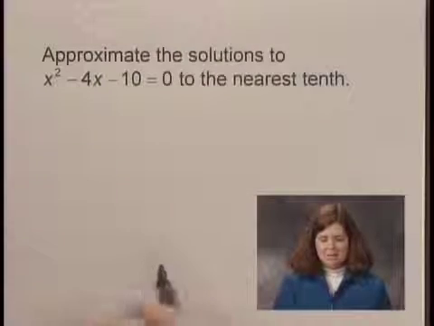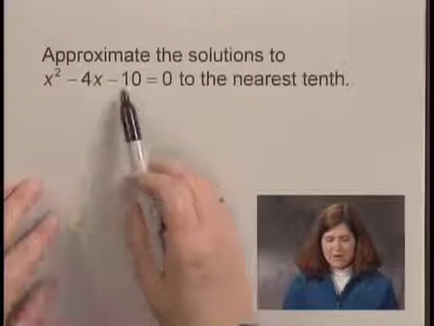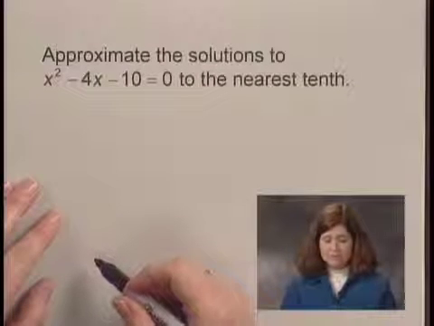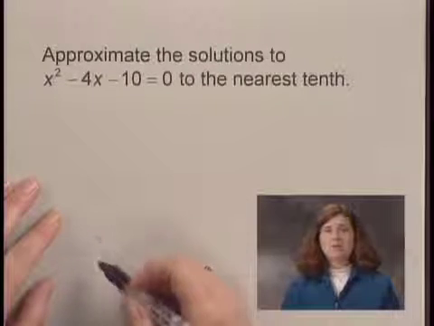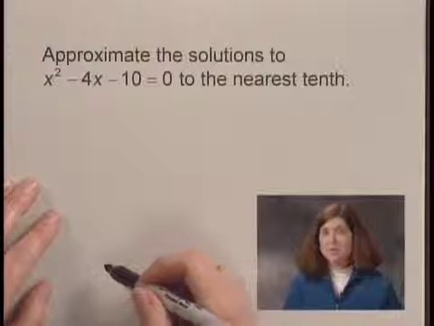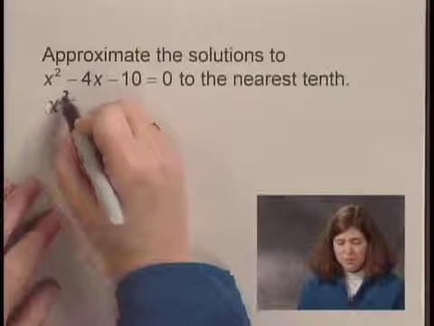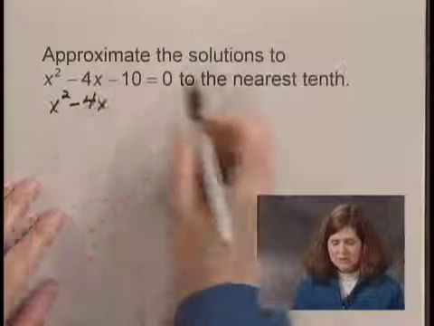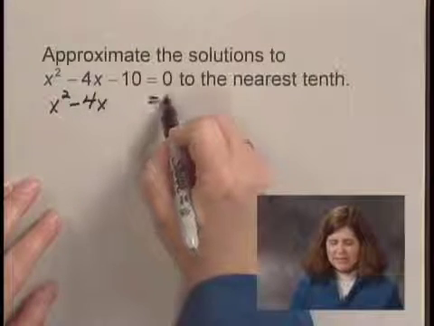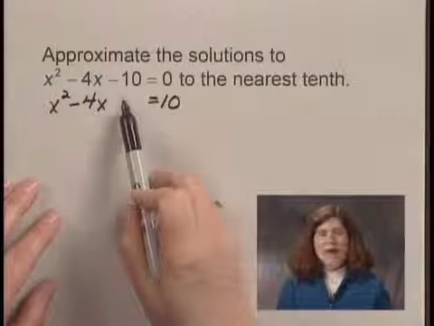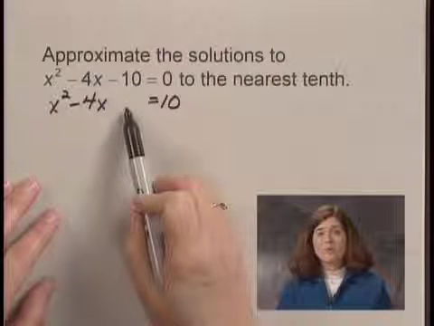In this problem, we'll approximate solutions of a quadratic equation. The equation we're looking at is x squared minus 4x minus 10 equals 0. We first need to solve the equation, and we can solve it either by using the quadratic formula or by completing the square. To complete the square, we write x squared minus 4x, and we add 10 to the other side, or to both sides. And then we add a number here that will complete the square.